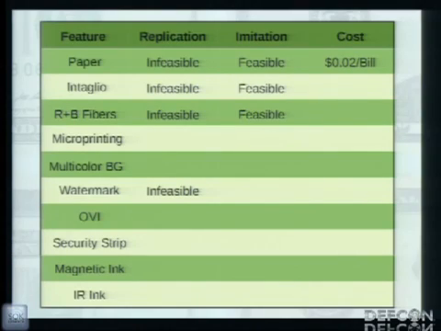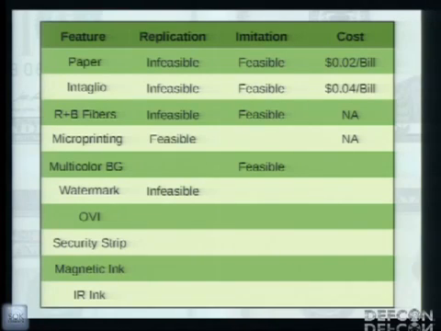This cost is also very cheap, and it also allows us to replicate the microprinting, imitate the red and blue fibers, and also imitate the multicolor background. I found the cost for this by taking the expected yield of Epson printer cartridges, taking the effective number of bills, and dividing it by the cost of them. This also includes the red and blue fibers and the microprinting.